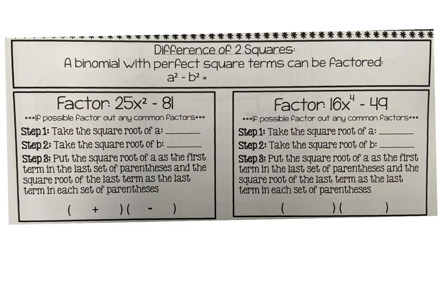Perfect square trinomial. Difference of 2 squares. Difference of 2 squares always has a perfect square in the front and the last, and it is always minus. If it is plus, you cannot factor it this way, but if it is minus, then you can factor it: the square root of a squared, which is a, the square root of b squared, which is b, and do it like that. So the first one, the square root of the first one would be 5x. The square root of the second one would be 9. So you would use both of those factors with plus and minus.